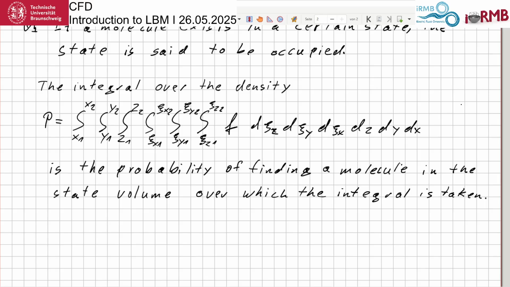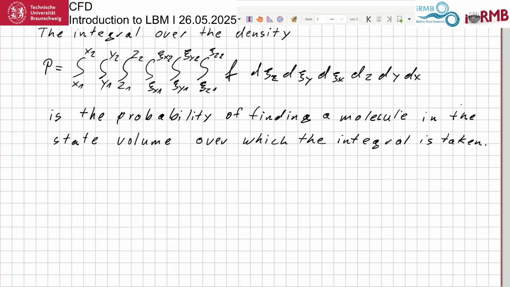So this is this density, and this is the thing that we want to describe. So why is this a good idea to do it this way? I mean, compared to molecular dynamics. Let me try to explain.